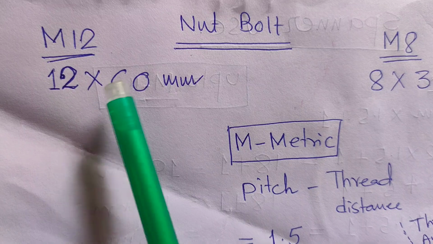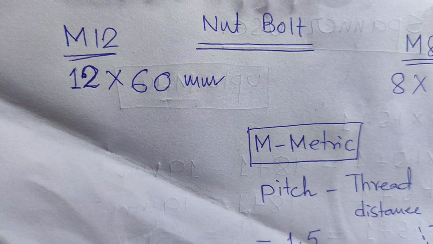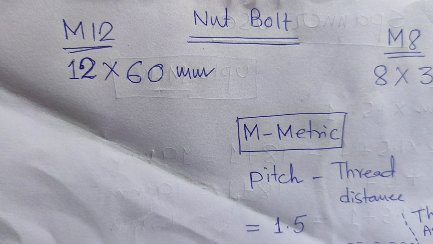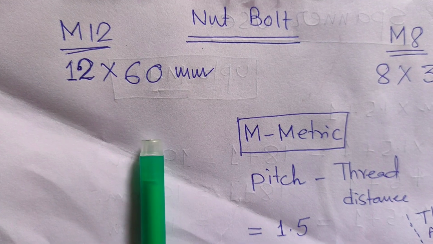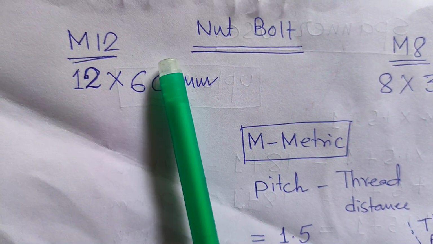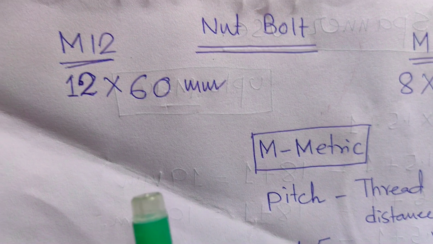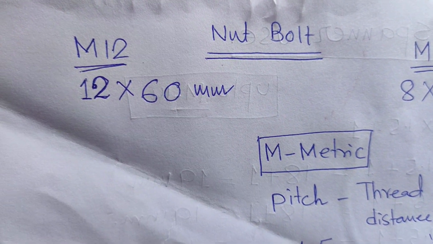So let's consider one nut, an M12 nut. There are different sizes of M12 nuts. I am considering the 12 into 60 mm. What is M12, what is 12, and what is 60 mm? Let's discuss it. M12, what is M? M is metric, a unit.